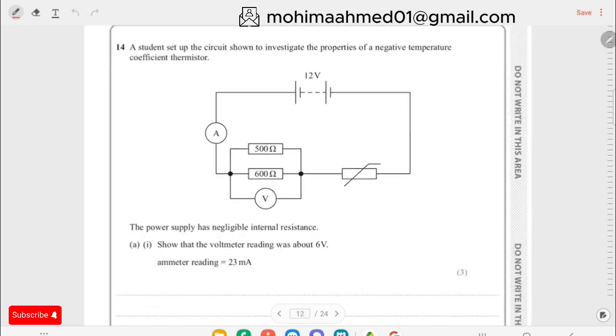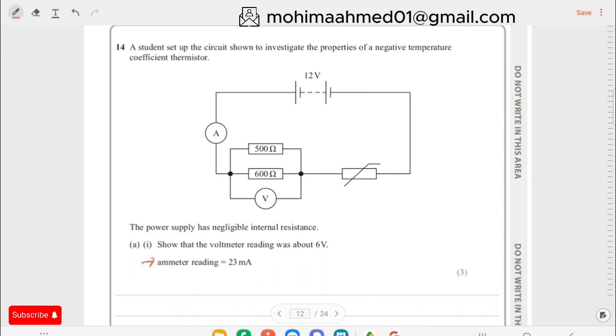A student set up the circuit shown to investigate the properties of a negative temperature coefficient thermistor. A negative temperature coefficient thermistor indicates that with an increase in temperature, the resistance would drop, or vice versa. Now in this situation, the power supply has negligible internal resistance. We need to show that the voltmeter reading was about 6 volts. The ammeter reading is given information in the question: the ammeter reading is 23 milliamps.